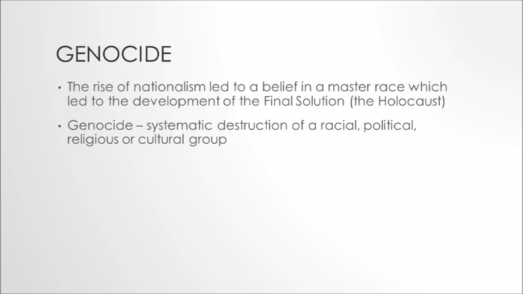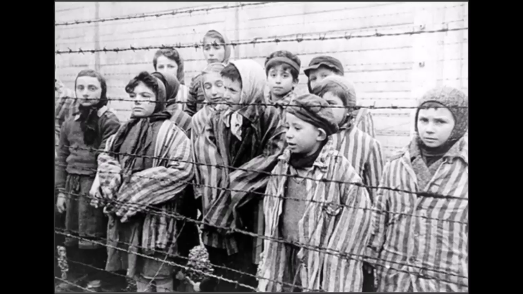Genocide occurs when there is a rise of nationalism that leads to a belief in a master race, which leads to the development of a final solution. In the case of World War II, it was called the Holocaust. Genocide is defined as a systematic destruction of a racial, political, religious, or cultural group. This is a picture of Holocaust victims in World War II.